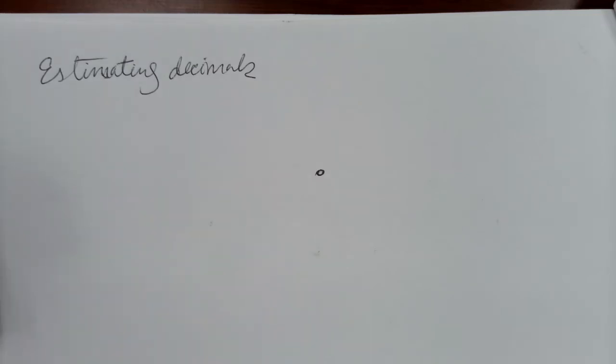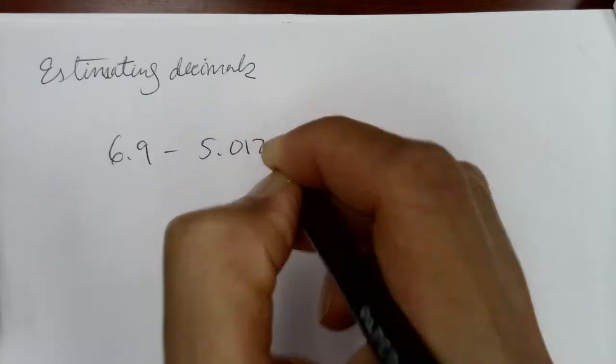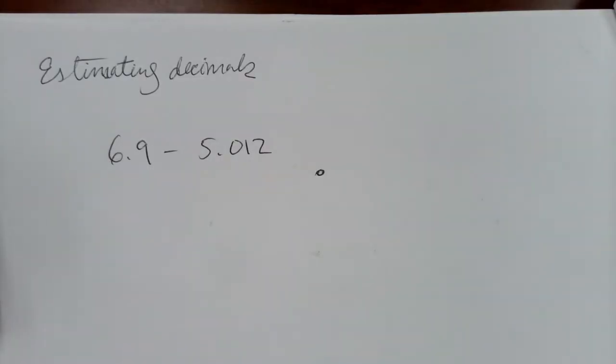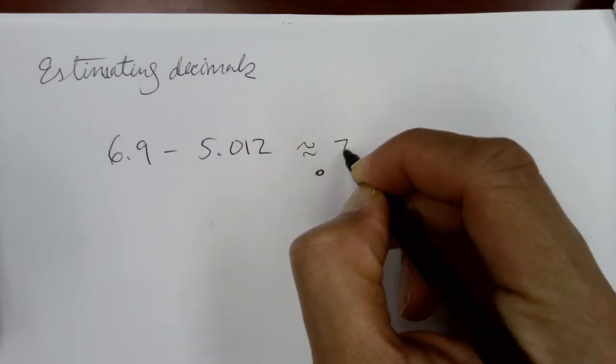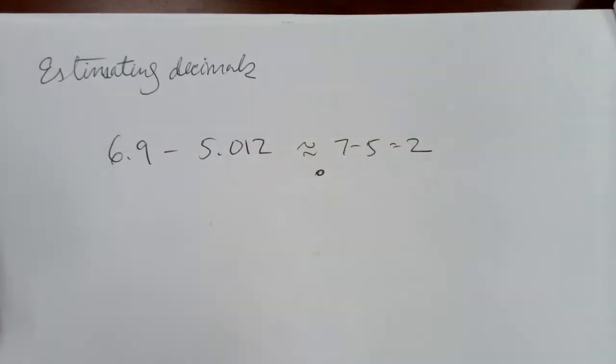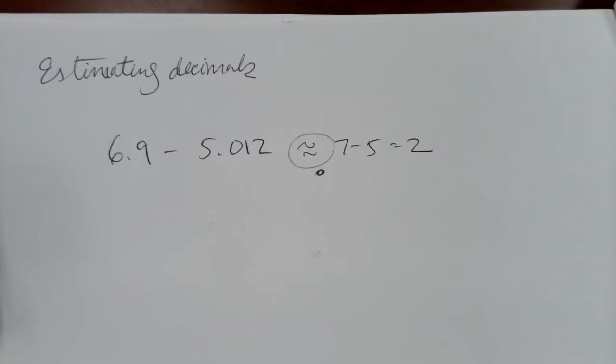Let's continue talking about estimating when you are working with decimals. So we talked about adding last time. Subtracting would be similar. You can round that to 7 minus 5, and your answer is going to be really close to the real thing. Alright, 7 minus 5 is 2. And the little squiggly equal sign means kinda. So that's an estimate. It's kinda equal to 7 minus 5.